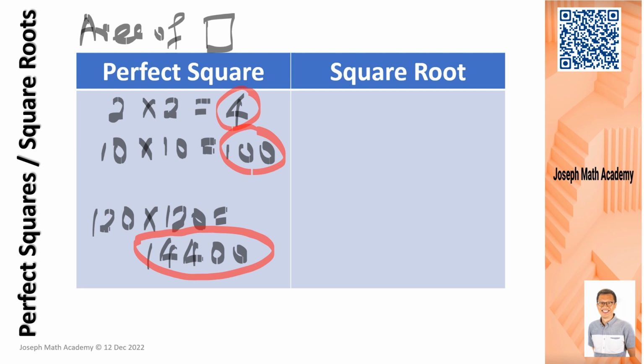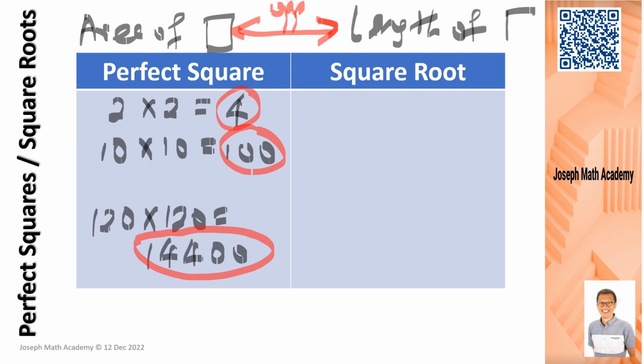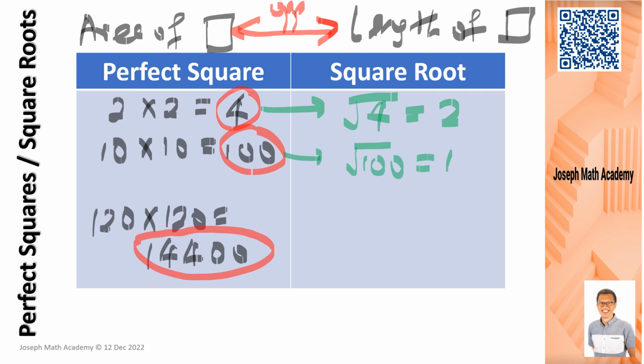So the opposite of this is the length of a square, and we use a square root. If we square root the 4, we get back our 2. If we square root our 100, we get back our 10. If we square root our 14,400, we get back our 120.